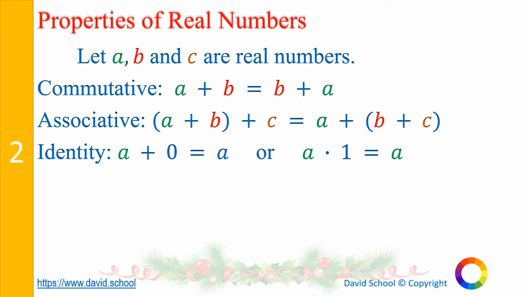Identity. Identity is a number. Additive identity is 0. Multiplicative identity is 1.